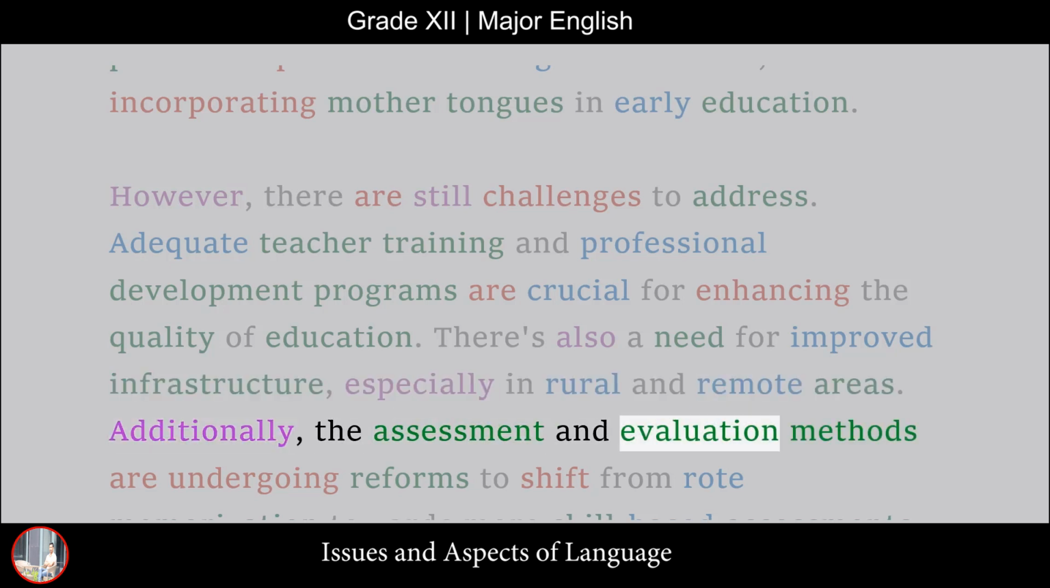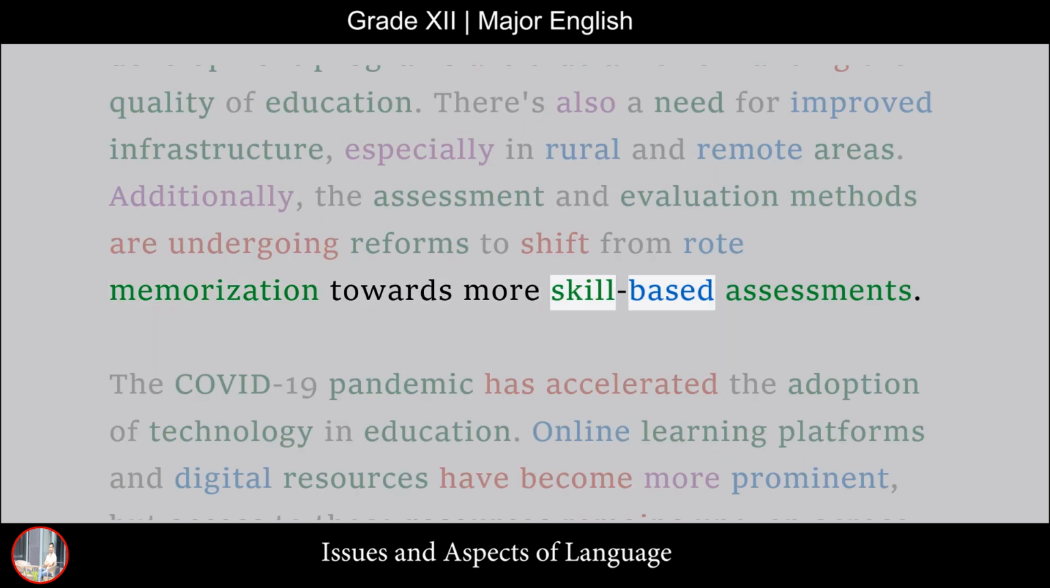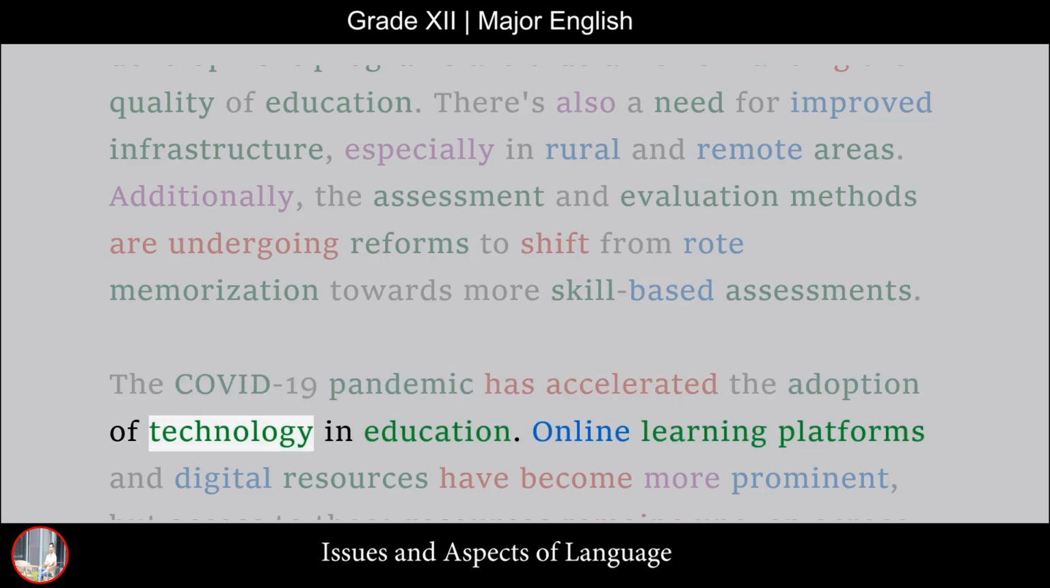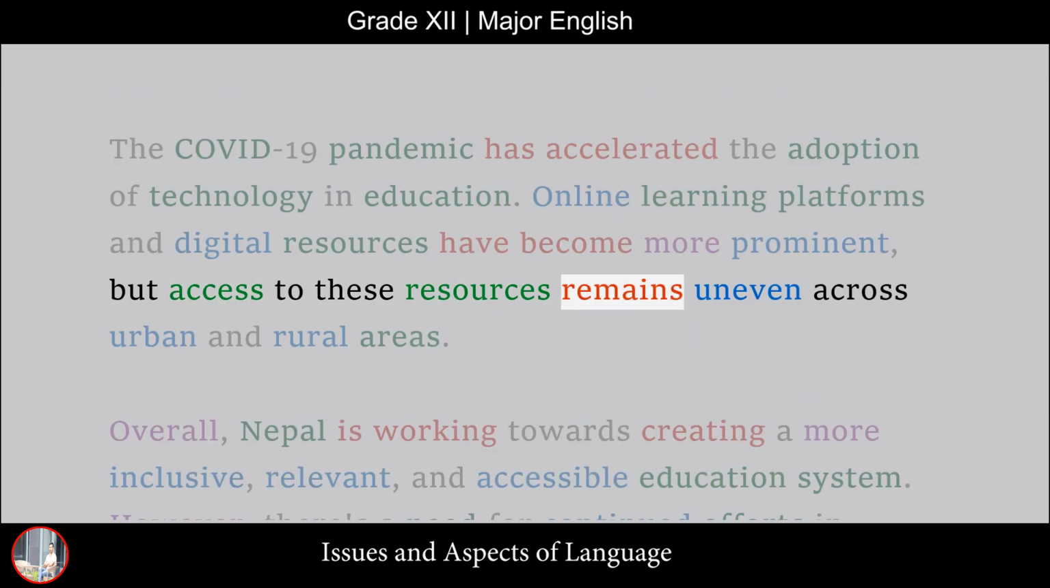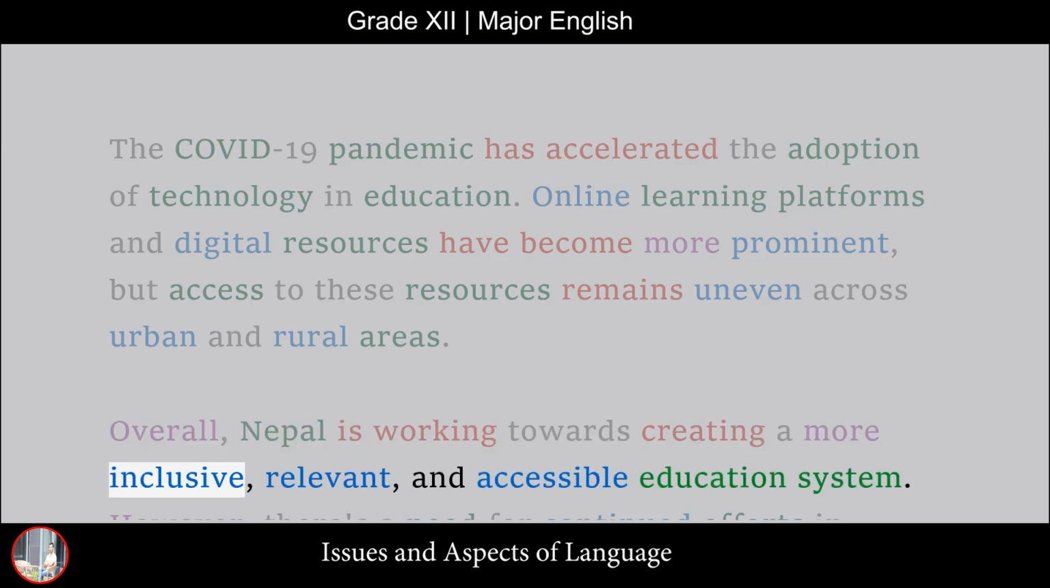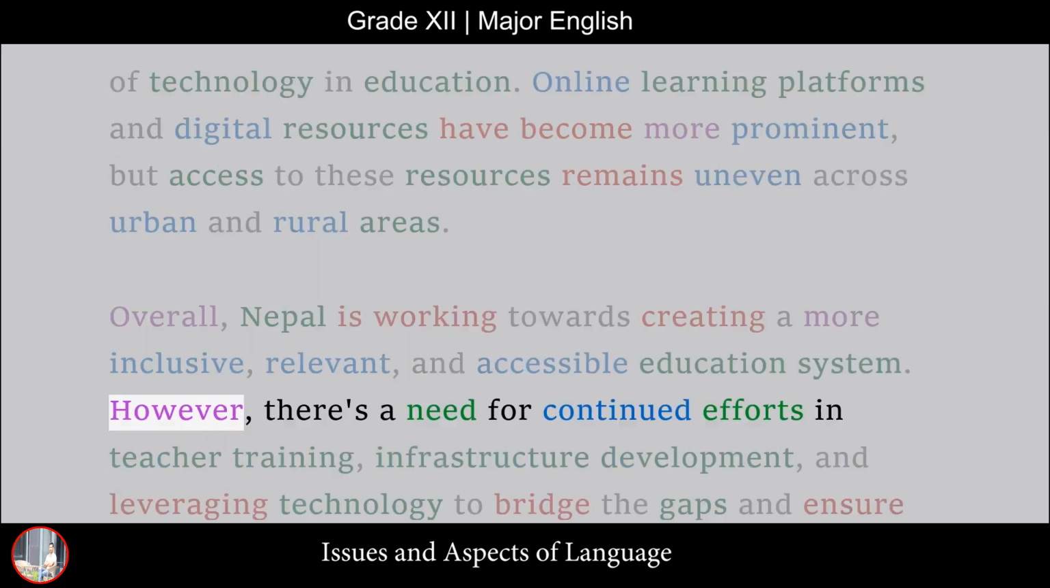Additionally, the assessment and evaluation methods are undergoing reforms to shift from rote memorization towards more skill-based assessments. The COVID-19 pandemic has accelerated the adoption of technology in education. Online learning platforms and digital resources have become more prominent, but access to these resources remains uneven across urban and rural areas. Overall, Nepal is working towards creating a more inclusive, relevant, and accessible education system.